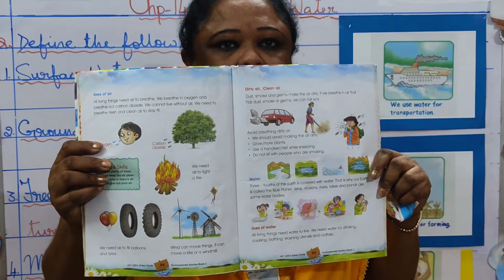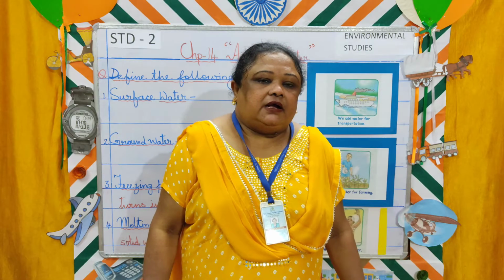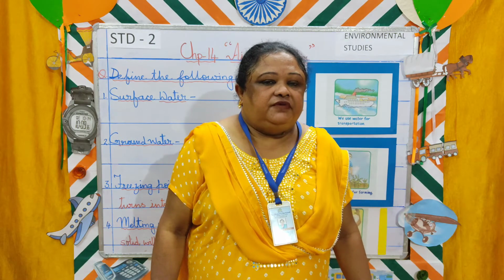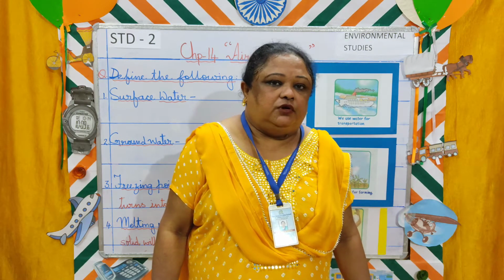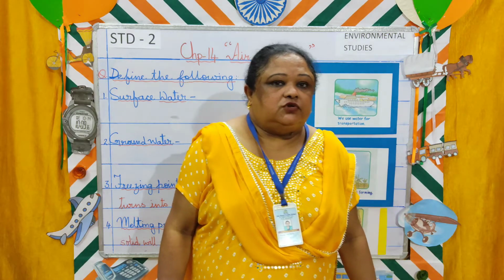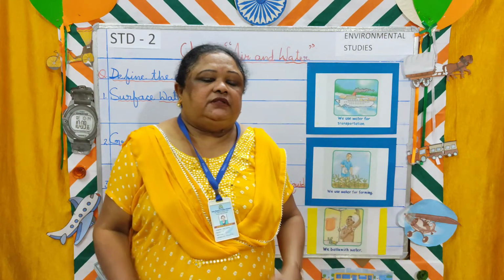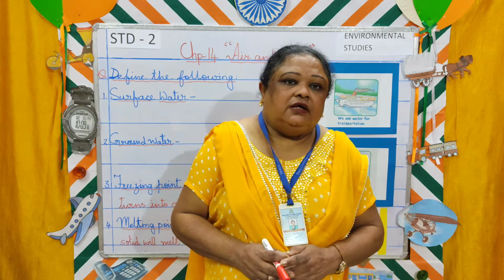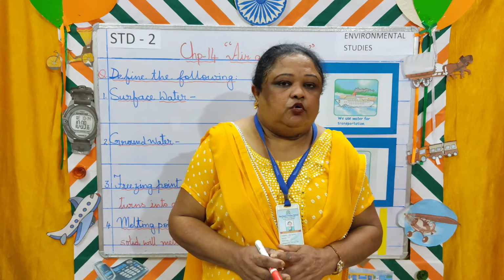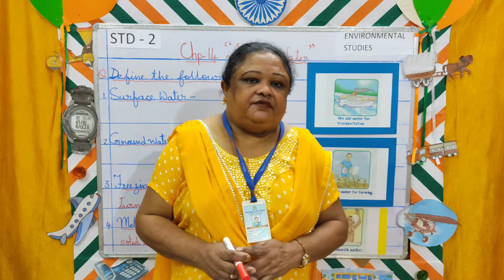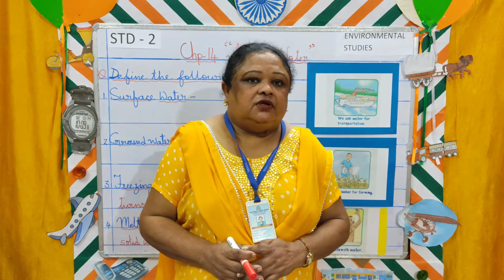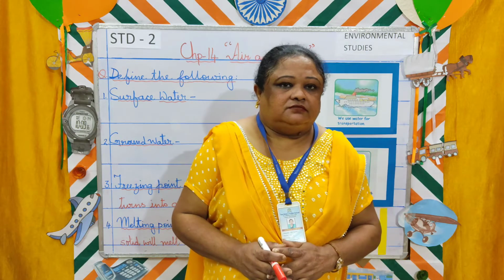Water. Now children, coming to the next important point, which is water. We cannot live without water, as you all know. 3/4 of the earth's surface is covered with water. That is why our earth is called the blue planet. Oceans, seas, rivers, ponds and lakes are examples of water bodies.